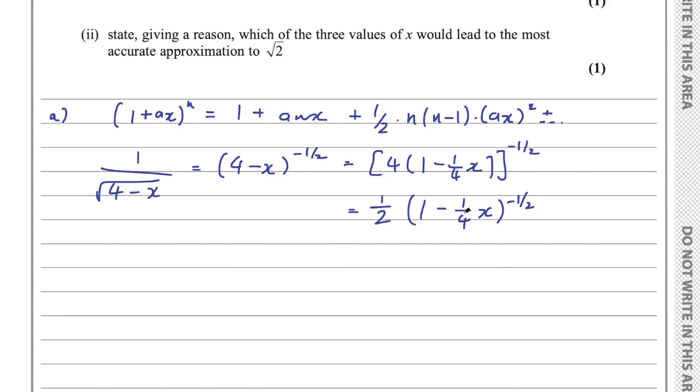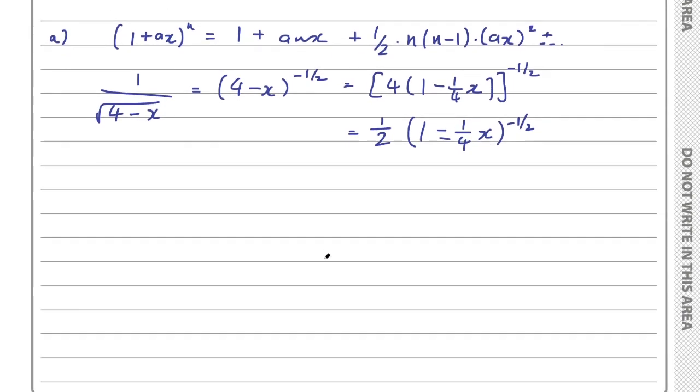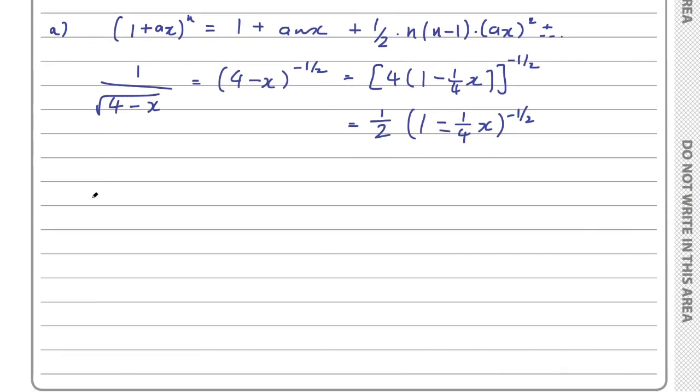Okay, so we've now got this part of the expression in the form 1 plus or minus ax, to the power of n. So I'm going to perform the binomial expansion on this part and then multiply it by a half at the end. Expanding this out, we have (1 take a quarter x) to the power of negative a half equal to 1 plus nax. a is negative a quarter, n is negative a half, and x is just x.